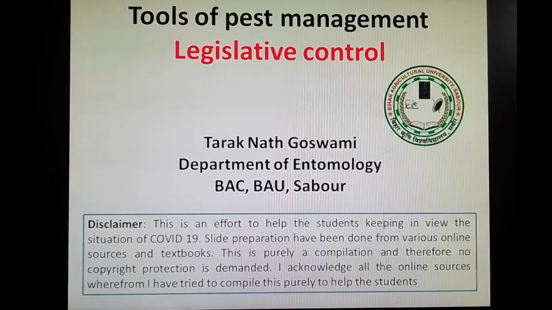And today's discussion is going to be on legislative control, which is a very important tool of integrated pest management.